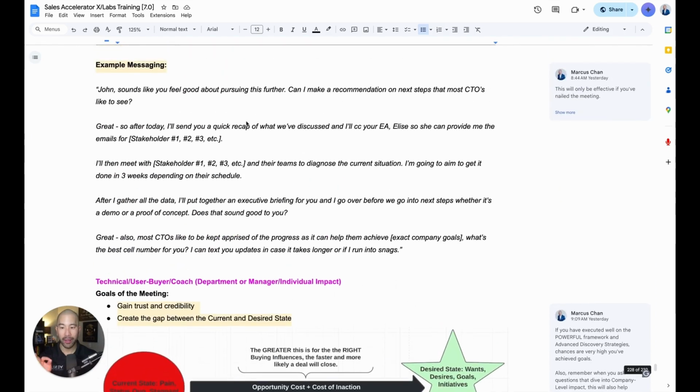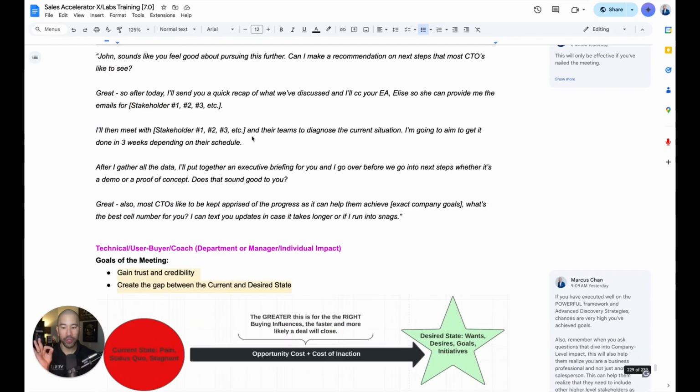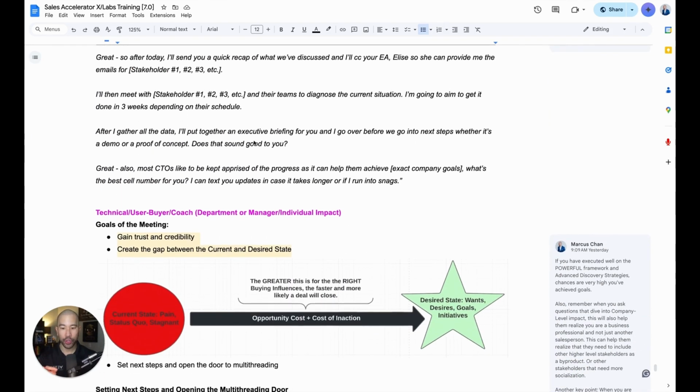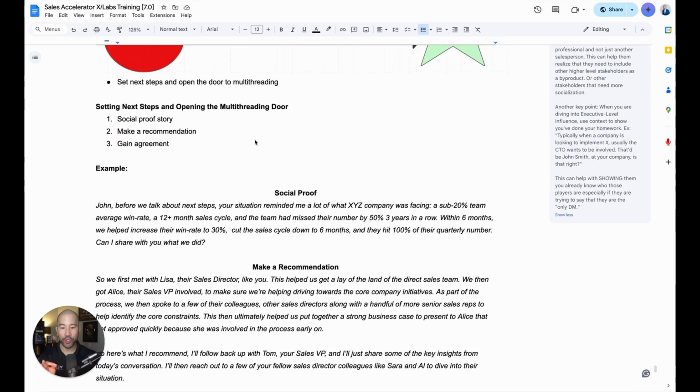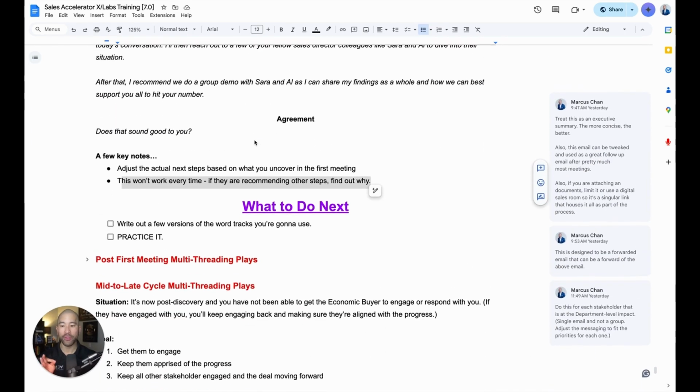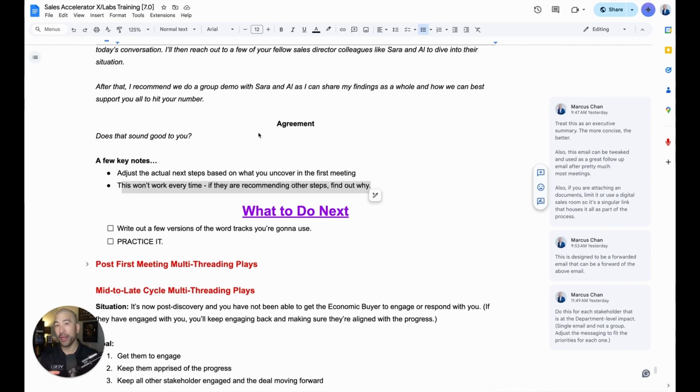From the economic buyer type framework, that play, to the technical buyer or user coach, the department level one. And I want you to write your versions of it, just the base frameworks. That's it. And on top of that, you want to practice it. It should not sound like the first time you've ever said it.